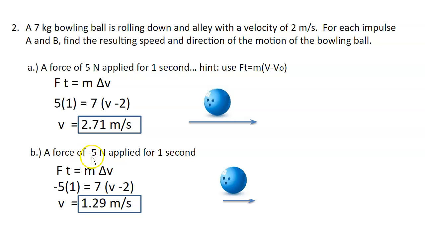A force of negative 5 newtons is applied for 1 second. That negative 5 tells us that the force is going to be applied going to the left. So negative 5 for 1 second, the mass is the same, and the initial velocity is the same. We're solving for final velocity again. The answer is still positive, but now it's slower. It started with 2 meters per second. Someone pushed it to the left. That slowed it down, and now it's got a velocity of only 1.29 meters per second.